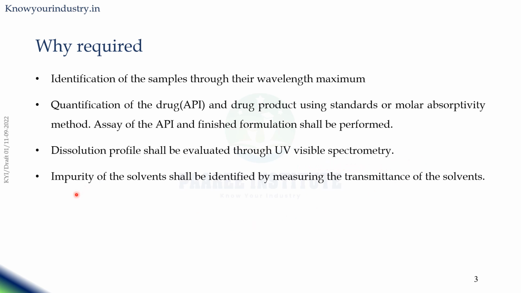Then also this particular method is used for the impurity analysis of the solvents, and it can be identified by measuring the transmittance of the solvents. So these are the general applications of the UV visible spectrophotometer, and it is a widely and commonly available instrument in various laboratories as well as in academic laboratories.